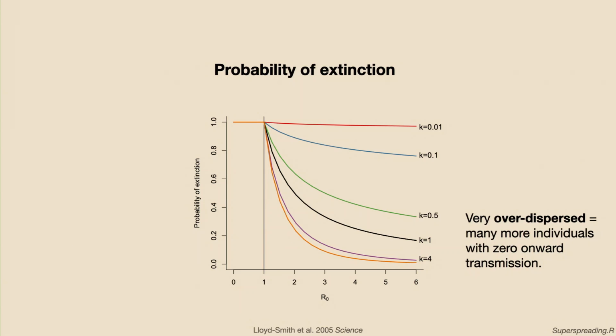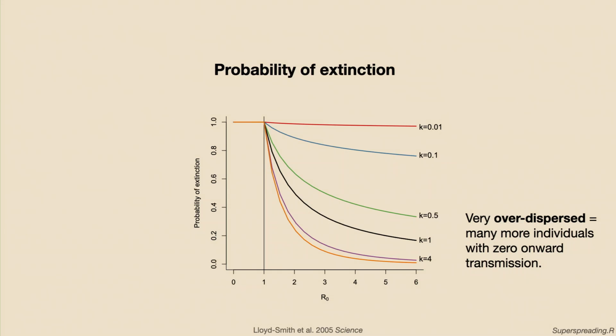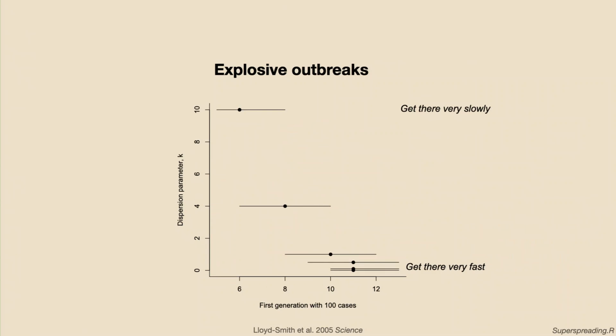Whereas if you're in a world where everybody who gets infected on average infects 2 people, the thing has a much lower chance of going extinct. Does this make sense to people? Okay. But the problem is, although the probability of extinction might be much higher, the speed at which these things spread can also be much higher.